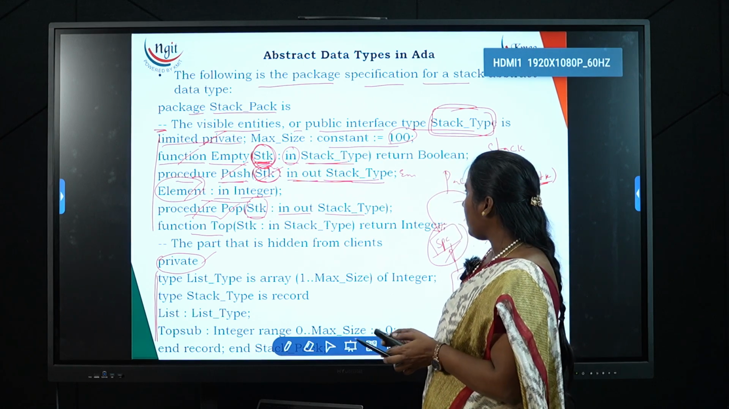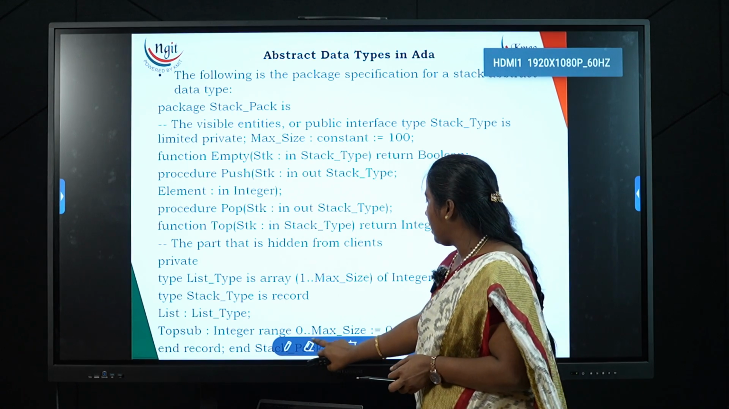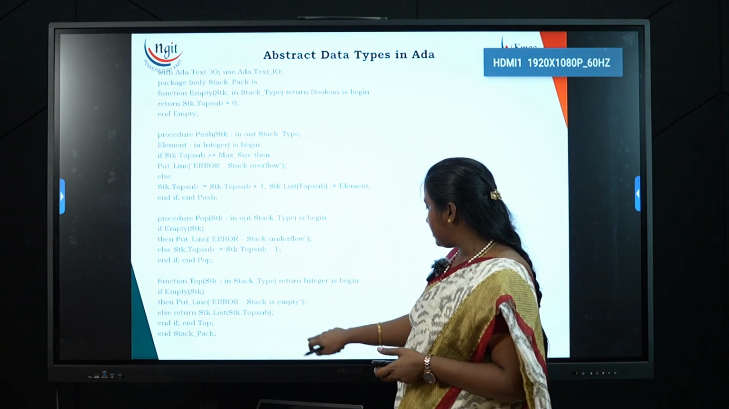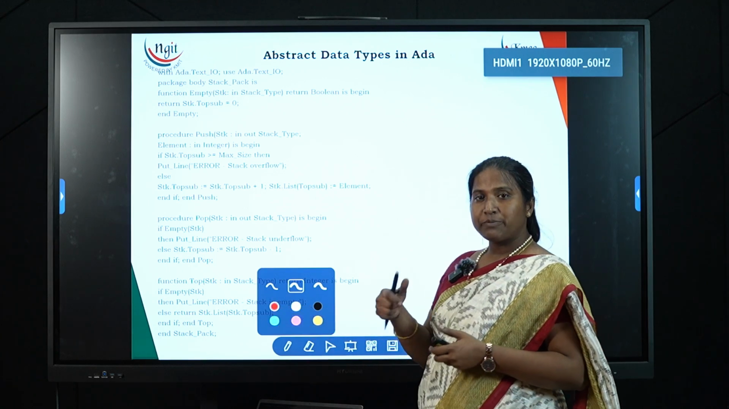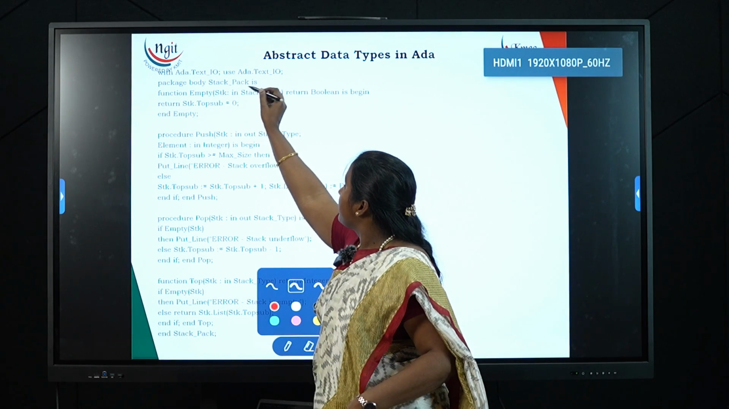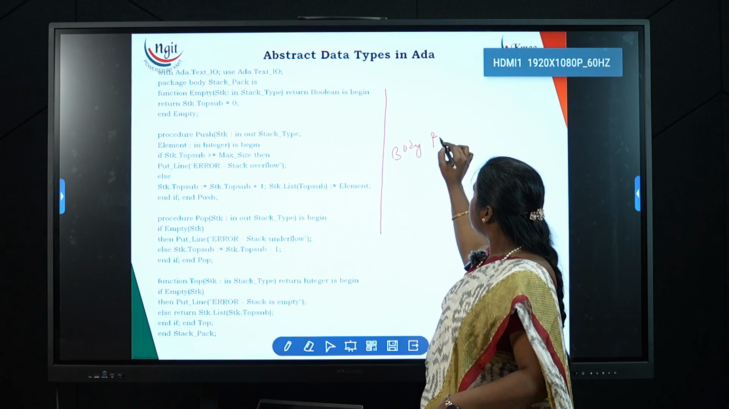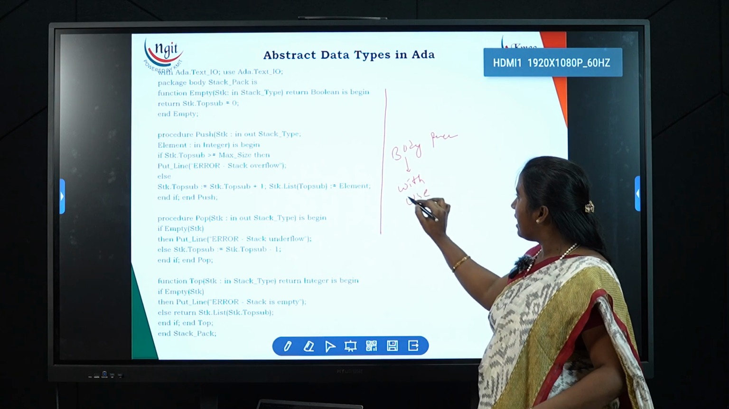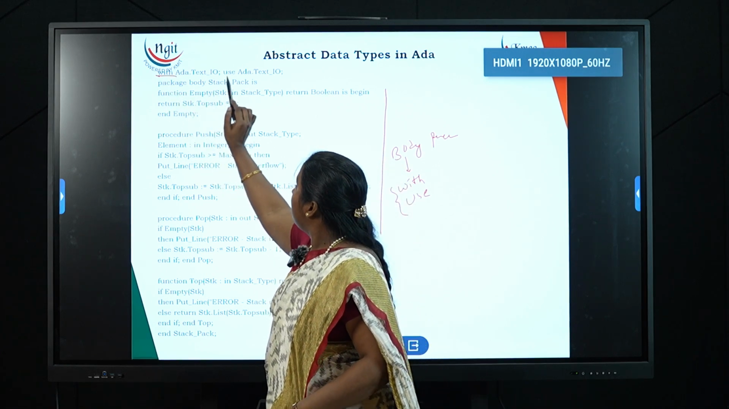Now look at the other thing, which is the body package. I said in the previous slide that ADA will contain two kinds of packages. One is the specification package, the other one is the body package. So this is the body package. The entire code is the body package, and this package will have two clauses, the with clause and the use clause.